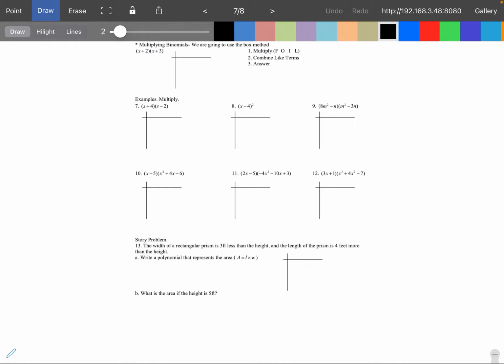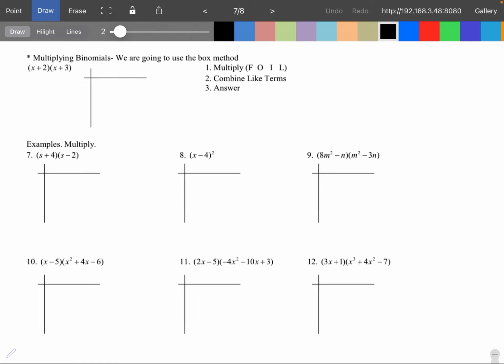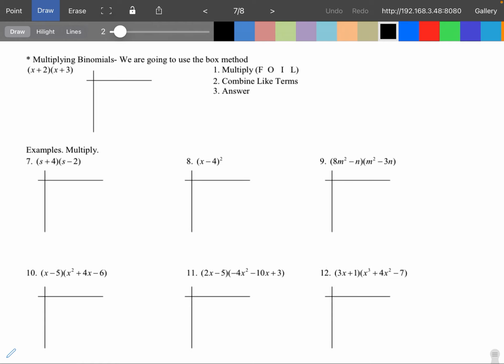All right, so where are we at here? So that's it for that page. So turn the page. And there's quite a few of them on this page. Again, I don't think we're going to do them all, though.